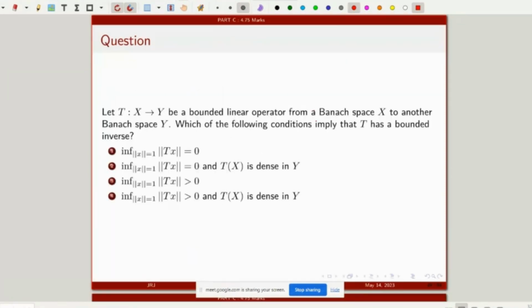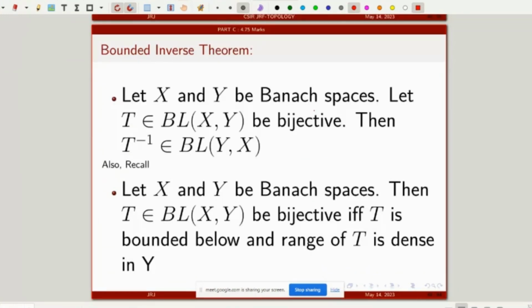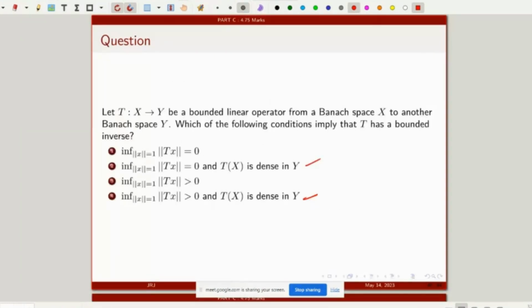So from which options? These two options guarantee that T(X) is dense in Y, that is, the range is dense in Y. But we need one more condition, that is, T is bounded below. So we have to ensure which of these options will guarantee that T is bounded below. What is the definition when we say that an operator is bounded below? When an operator is said to be a bounded operator, its image set is bounded.